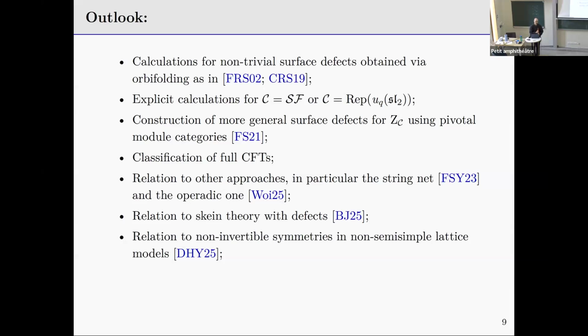Do you want this class of module categories closed under product? No, if you fuse two defects, for this construction I would not need it.